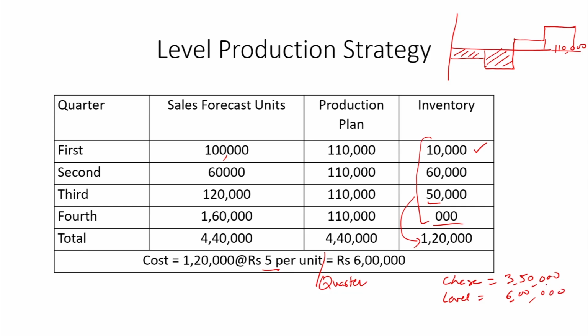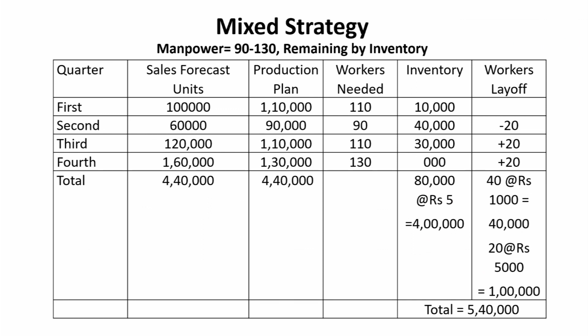Now, see a combination of the two strategies together, that is a mixed strategy. I can change manpower from 90 to 130, I cannot go beyond 130, and I should not reduce below 90 also, and the rest of the demand is going to be met through the inventory. So, that is going to be the system in this mixed strategy case. It is a combination of change strategy also, certain part of the variation I am going to meet by changing the production rate, other part of the variation I am going to meet through inventory of a level strategy approach.